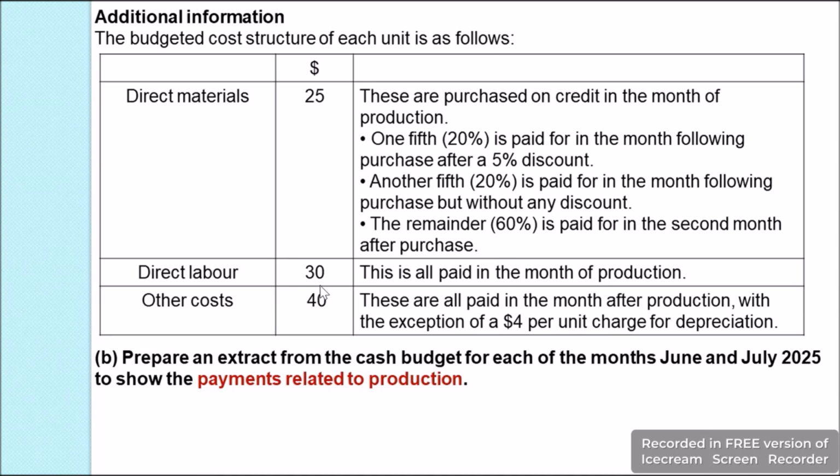Direct labor is $30 per unit. This is paid in the month of production. Other costs, that is $40 per unit, are paid in the month after production, with the exception of $4, which is charged for depreciation per unit. Then in the B part of the question, we are asked to prepare an extract from the cash budget for each of the months June and July 2025, and we have to show the payments related to the production.